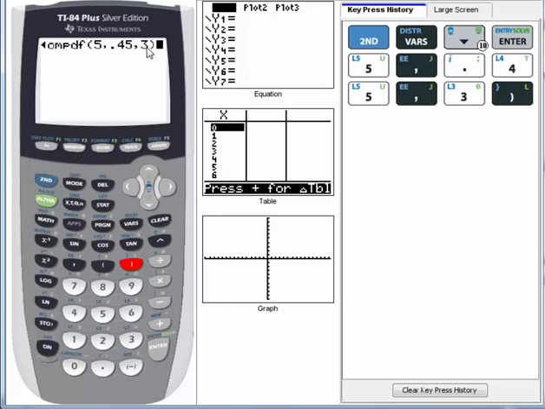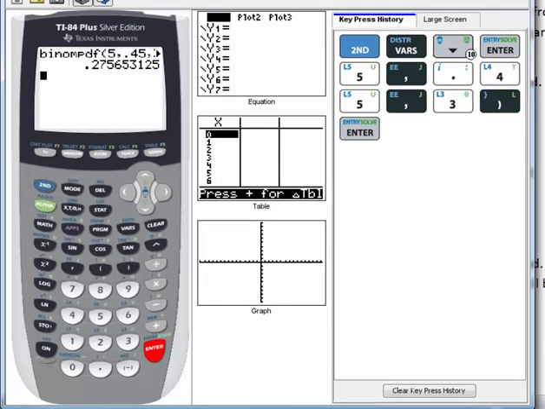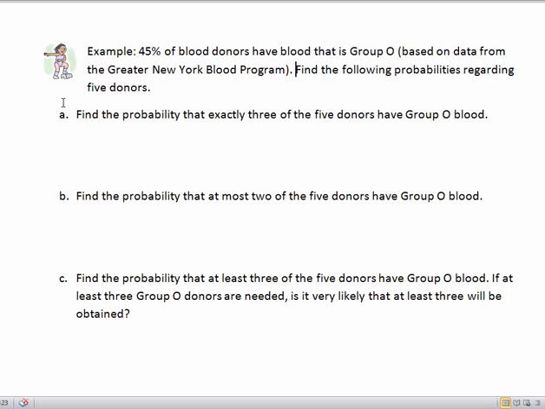And then arrow down to paste, hit enter, and then it'll paste the function on the screen the way that you see it here. And we'll hit enter to get our answer. Okay, so we used binompdf to get the probability of exactly one x value. Okay, so the probability of exactly 3 successes would be 0.2757 approximately.